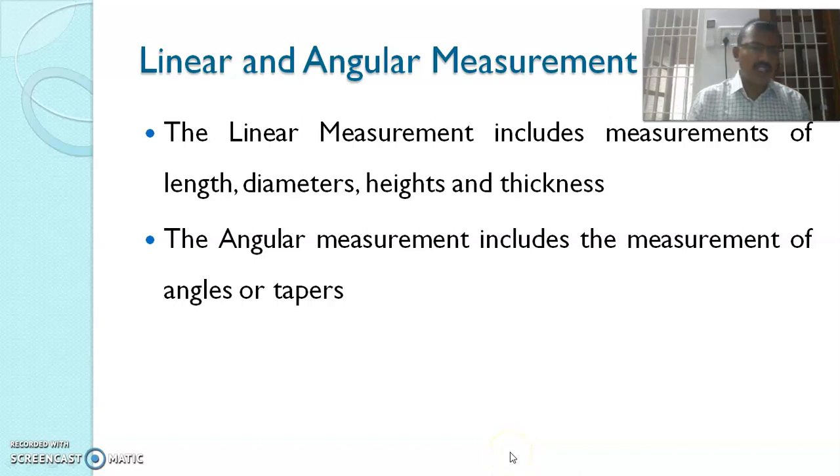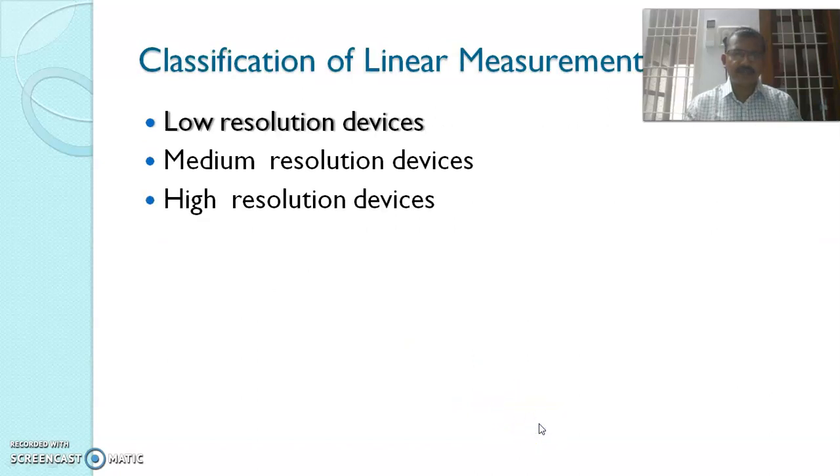Linear measurement includes measurement of length, diameters, heights and thickness. Angular measurement includes measurement of angles or tapers. Okay, let us discuss the linear measurement devices.